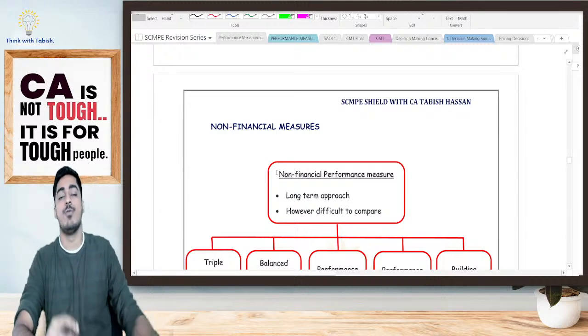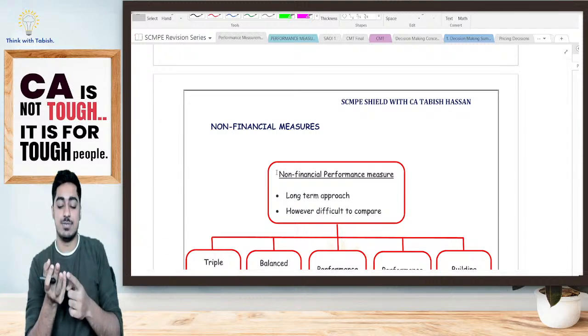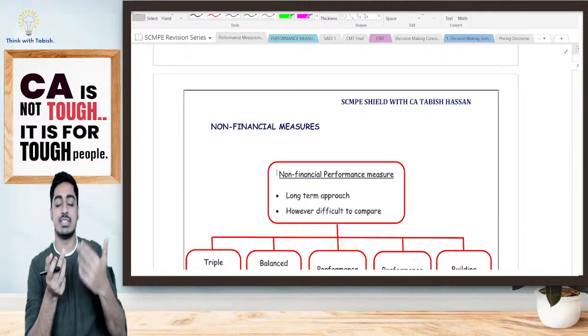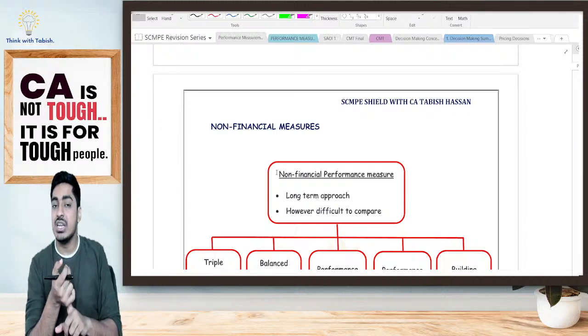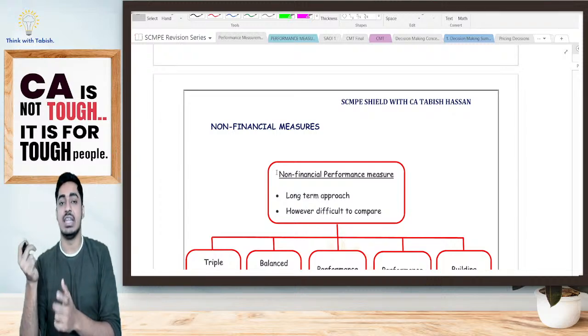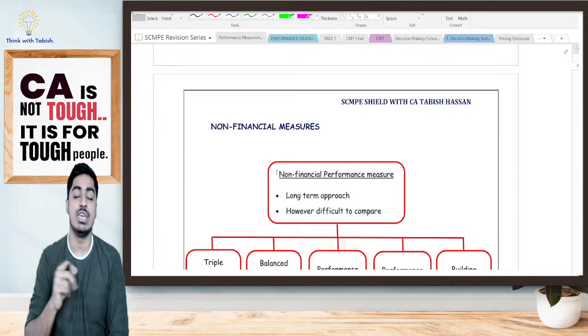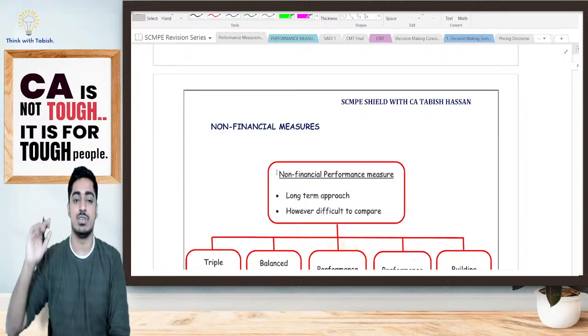Okay. Now we've covered financial measures. Yes or no? Financial measures. Firstly we've seen return on investment, controllable profit divided by controllable net asset into 100. We've seen residual income, that is my controllable profit minus minimum profit that is needed, that is my proposed investment into overall cost of capital. Again, we've seen EVA without adjustments, and with adjustments.